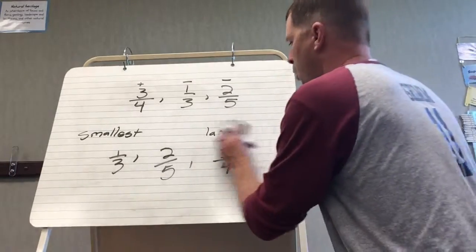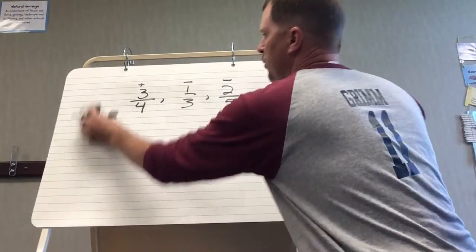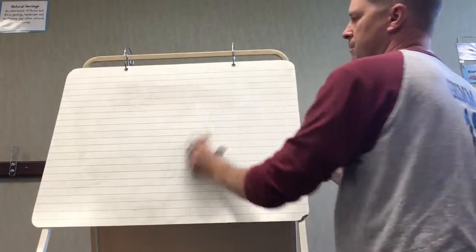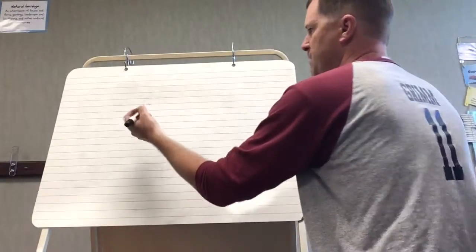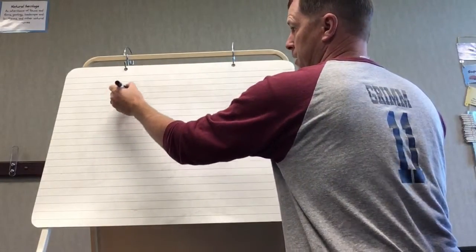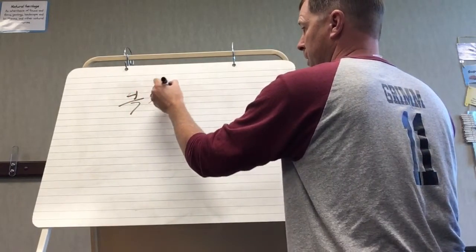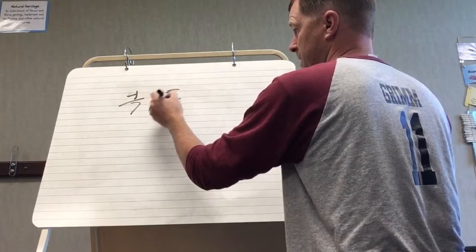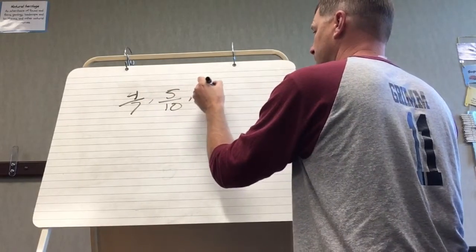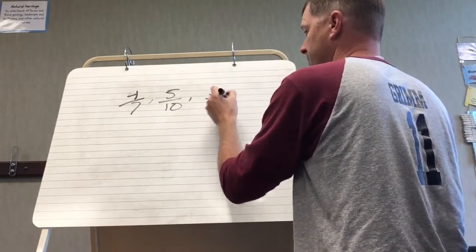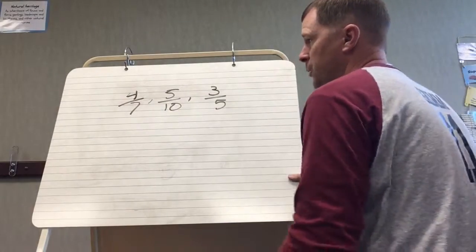Let's run through one more really, really quick. I'm just going to pull some numbers out of my brain. We're going to take 4/7, and we got 5/10, and we got 3/5. Okay? So here we go.